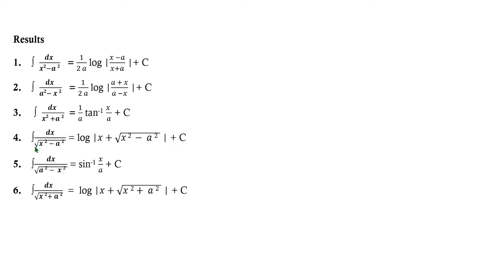Integral dx by square root of x square minus a square is equal to log mod x plus square root of x square minus a square plus c. Integral dx by square root of a square minus x square is equal to sin inverse x by a plus c, and integral dx by square root of x square plus a square is equal to log mod x plus square root of x square plus a square plus c.